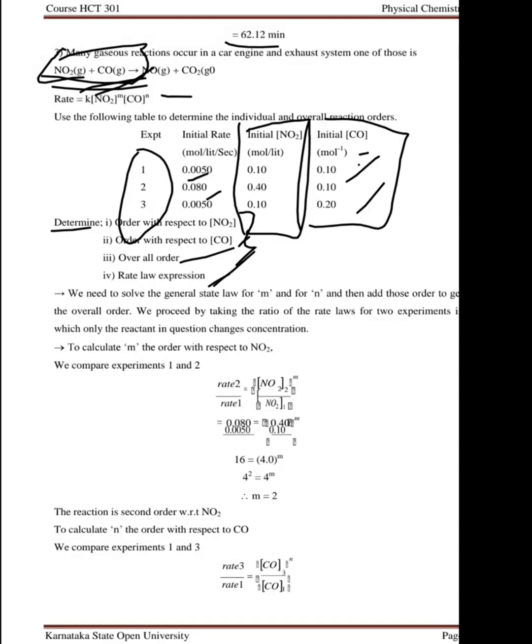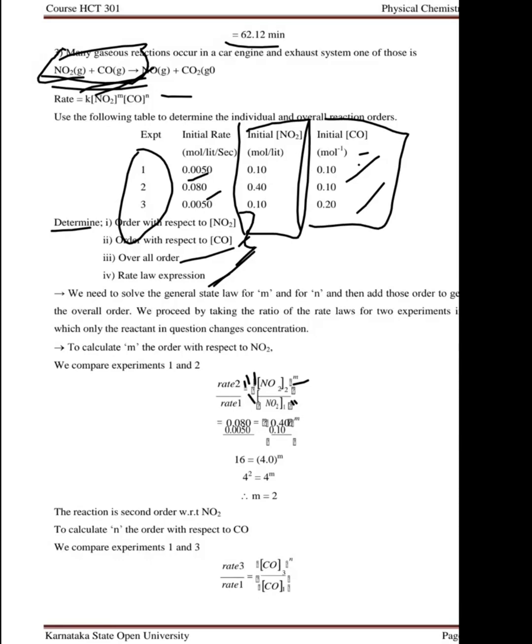In the first step, for the order of the reaction with respect to nitrogen dioxide, you are going to calculate by keeping carbon monoxide constant. So rate 2 by rate 1 equals [NO2] of 2 divided by [NO2] of 1, raised to m. Some question marks are there, you should ignore them; this box should be removed. There are some typing errors.